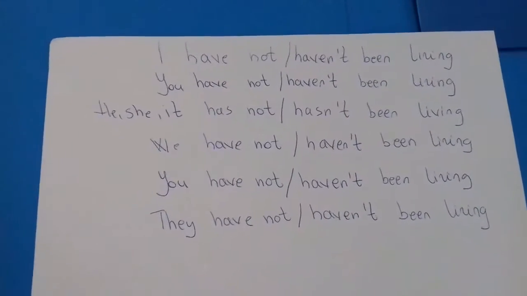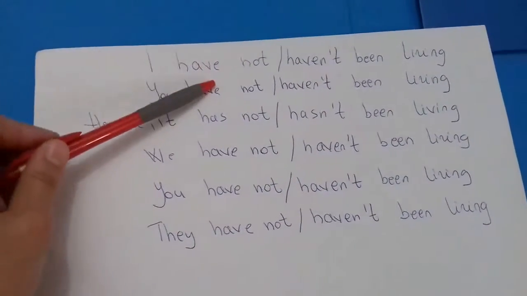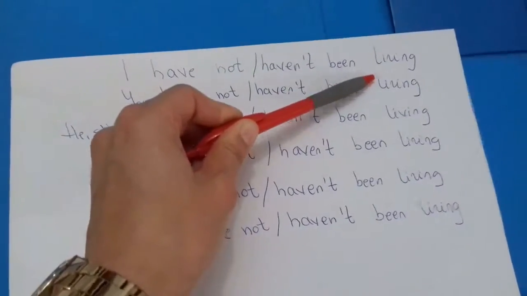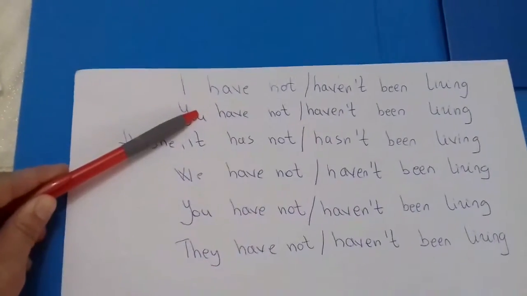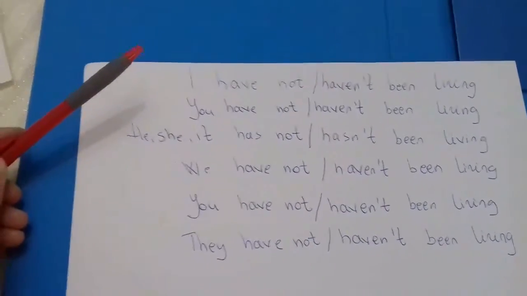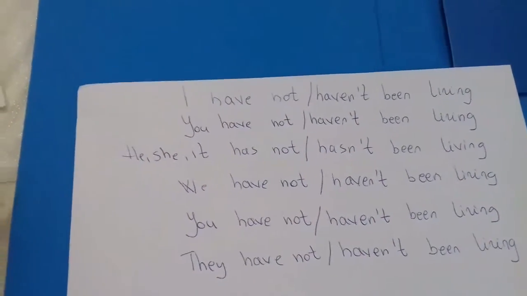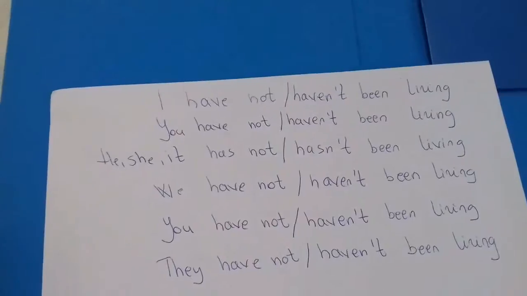What we have here is the negative of the present perfect continuous tense. I have not or haven't been living. What this means here is that we have contractions. A contraction is combining two words. In the English language, when people are speaking, they will shorten their speech by joining words together. But actually, we cannot combine everything. It is not possible to make a contraction with every word, and because of that we must be careful.